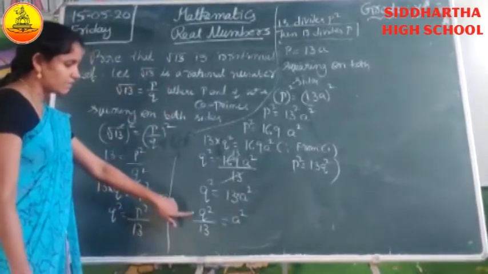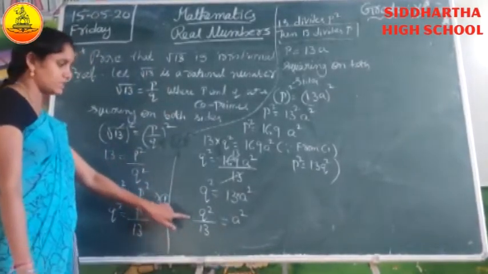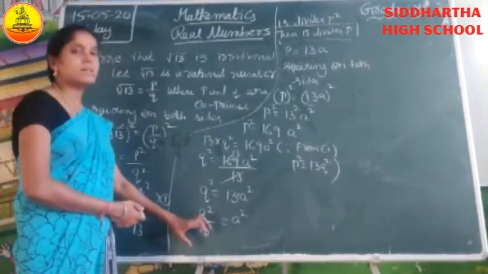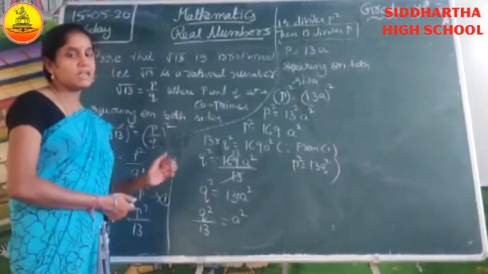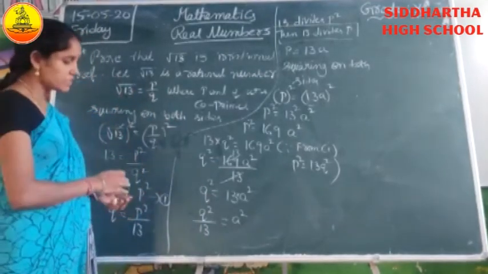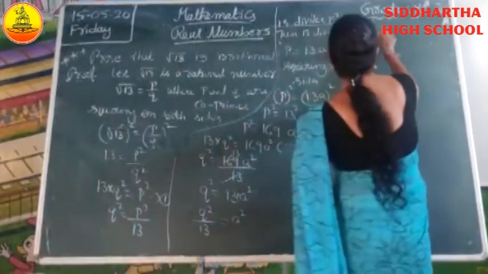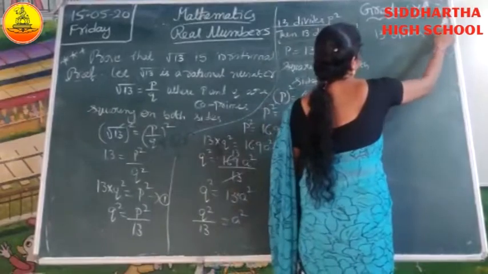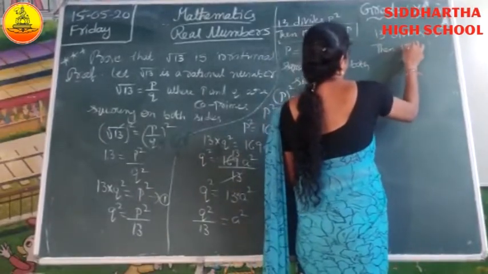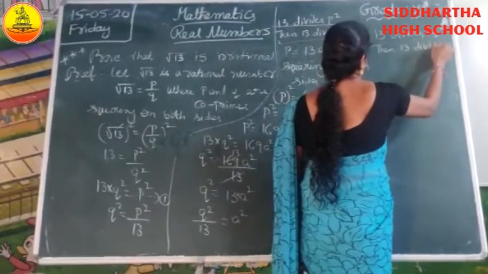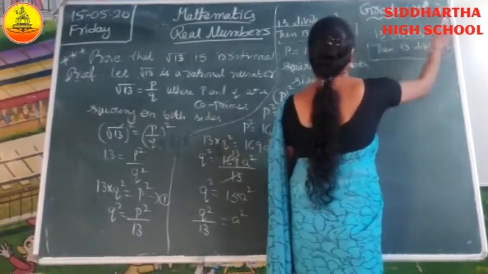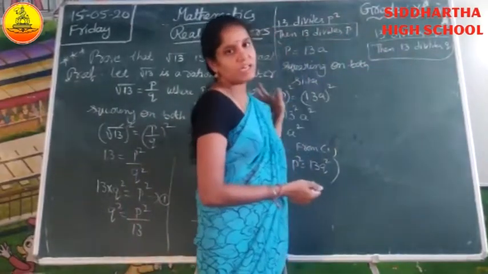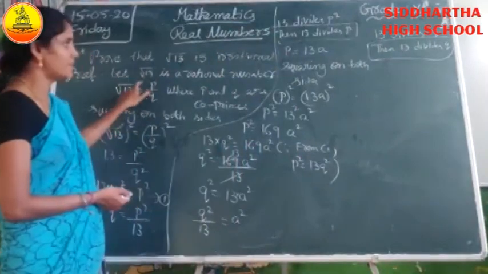Now here 13 divides q square. If 13 divides q square, then 13 divides q also. According to our theorem, if any prime number divides the square of a particular number, it divides that particular number also. So here 13 divides q square, then 13 divides q. So p is divisible in the 13 table, q is also divisible in the 13 table. Both p and q are divisible in the 13 table.